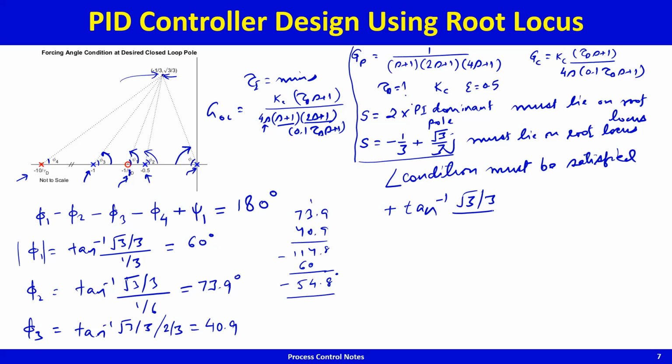how much? 1/tau d minus half. And the angle because of this pole will be minus tan inverse square root 3/3 divided by 10/tau d minus half.